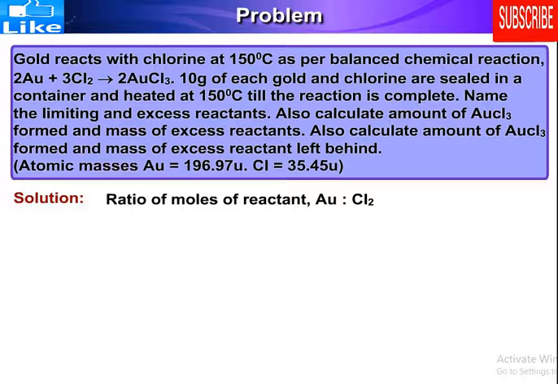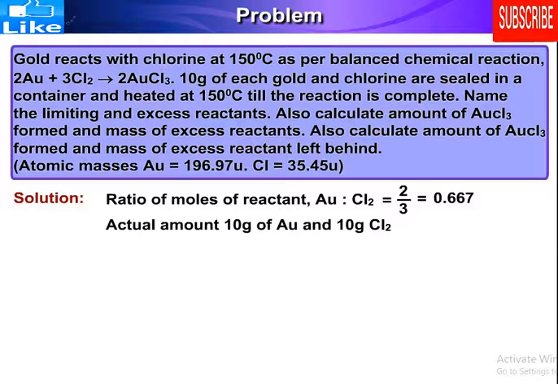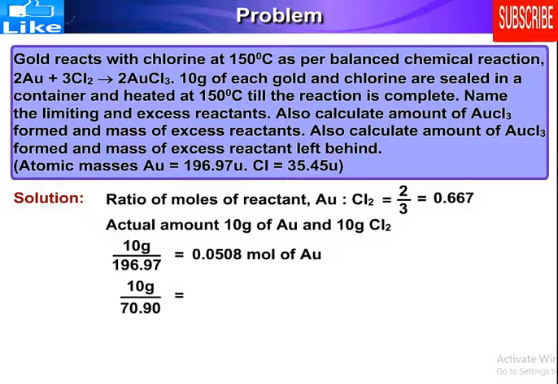Ratio of moles of reactant: Au is to Cl2 is equal to 2 upon 3, which is equal to 0.667. Actual amount: 10 grams of Au and 10 grams of Cl2. 10 grams upon 196.97 is equal to 0.0508 moles of Au, and 10 upon 70.90 is equal to 0.141 moles of Cl2.